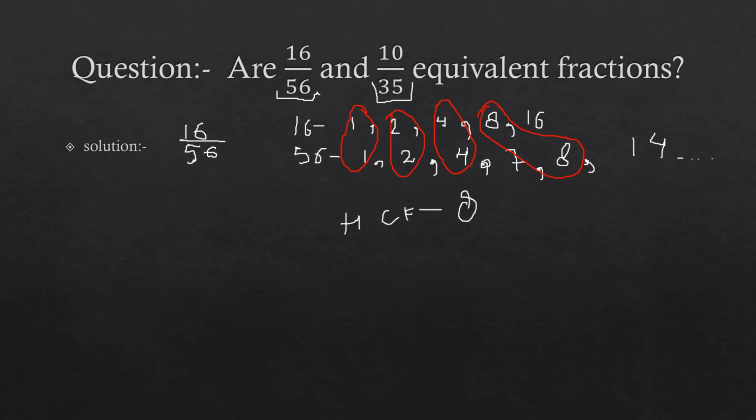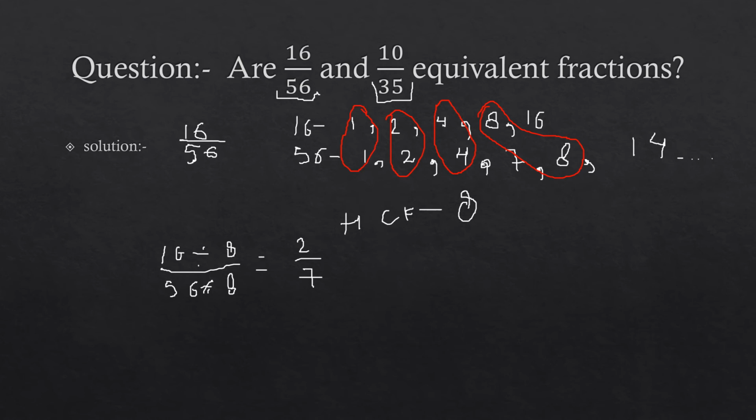Now we will reduce the fraction 16 by 56 by dividing the numerator and denominator by 8. 16 divided by 8 gives us 2, and 56 divided by 8 gives us 7, since 7 times 8 is 56. Now the reduced fraction is 2 by 7.